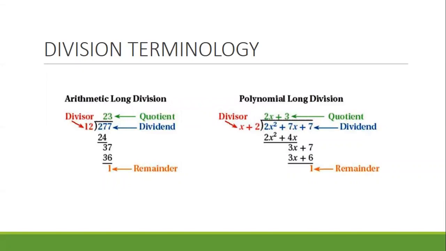Division terminology. So when we are dividing, these are the words that are being utilized. Your divisor is how many groups you're trying to make, or how many in each group you want. Your dividend is what you're starting with, how much you have in total. Your quotient is your result, and your remainder is what's left, right? All those sound familiar? Okay.